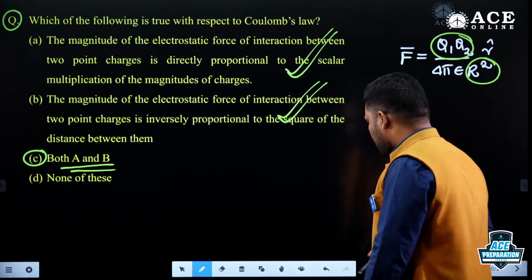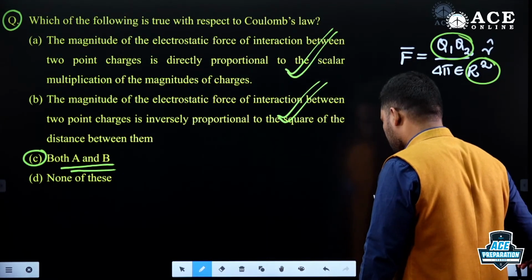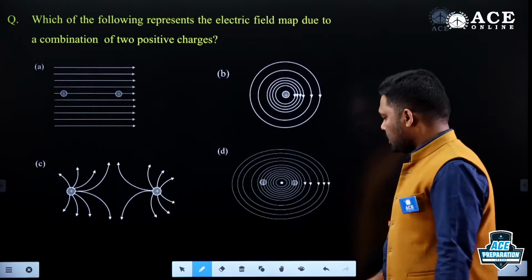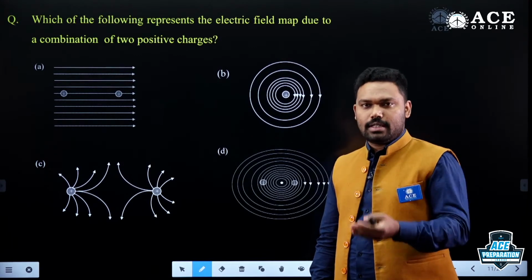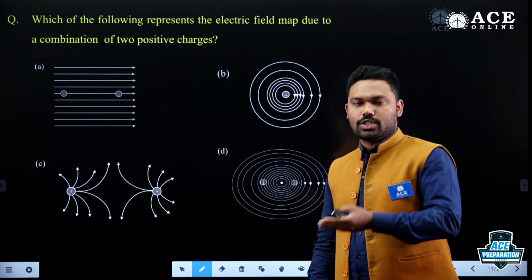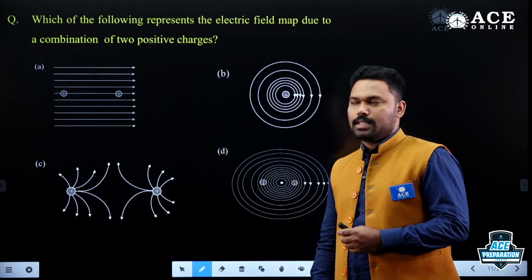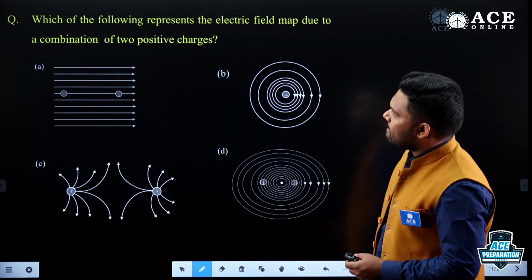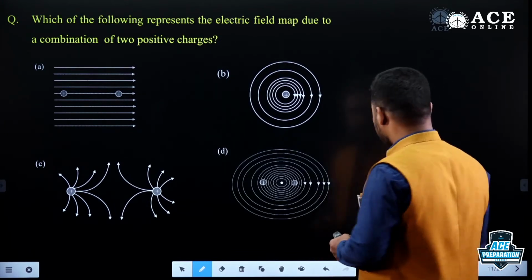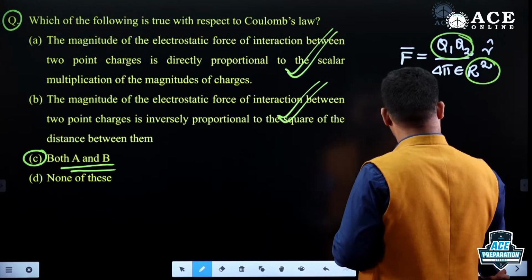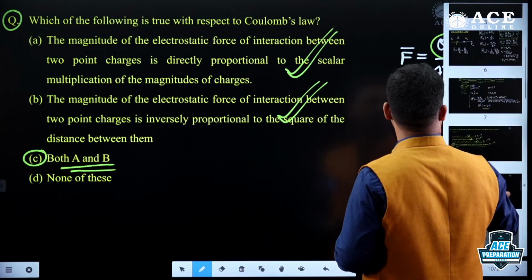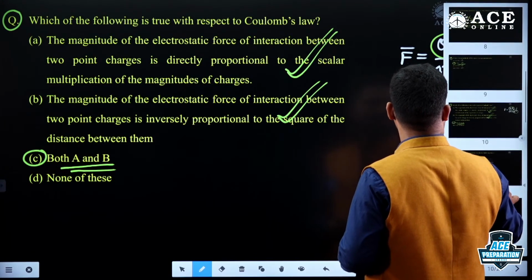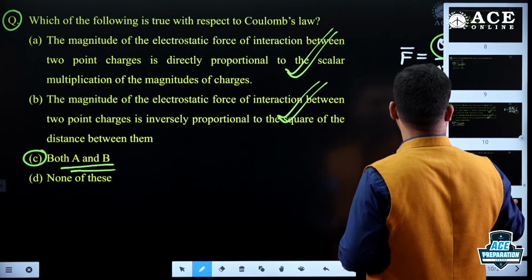Clear? Let us take one more question. I am going to turn the page. Let us make this an interactive session. Please try to comment. Please try to answer the questions. Yes, what is the answer for this one? Just a second.